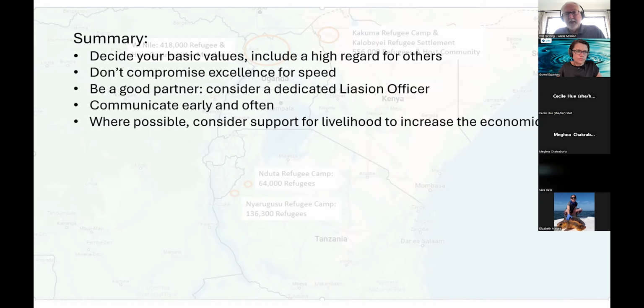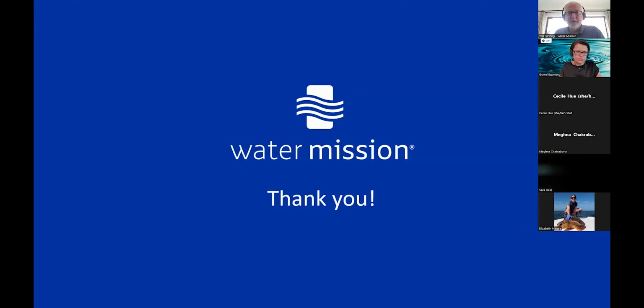Don't compromise excellence for speed. It doesn't pay. Be a good partner, and I would recommend that you consider a liaison officer as a member of your team. Communicate early and often, and where possible, consider support for livelihood to increase the economic base. That will be a blessing to everyone involved, especially the community members.